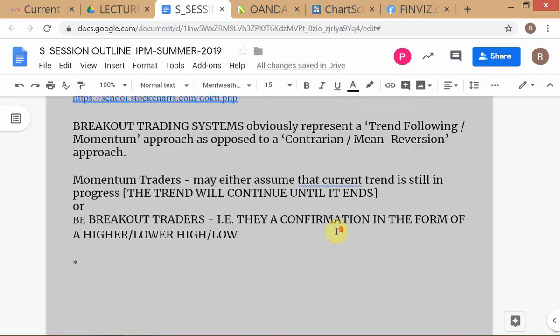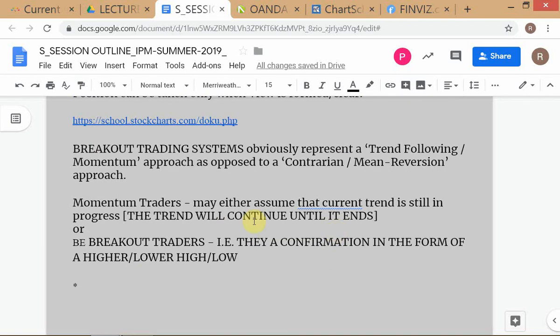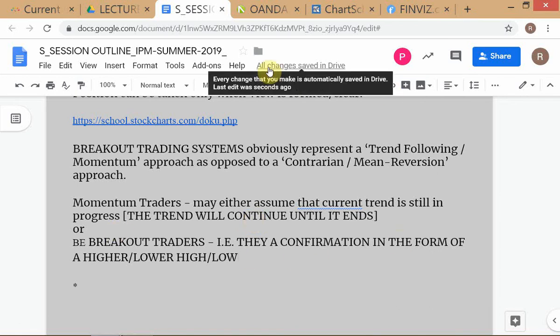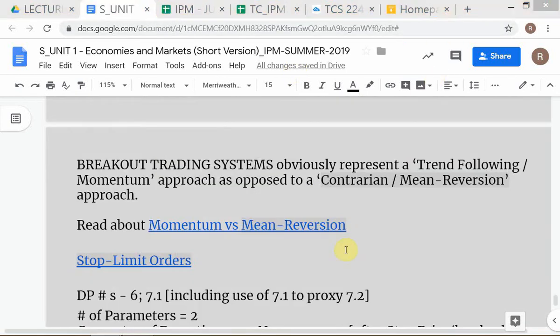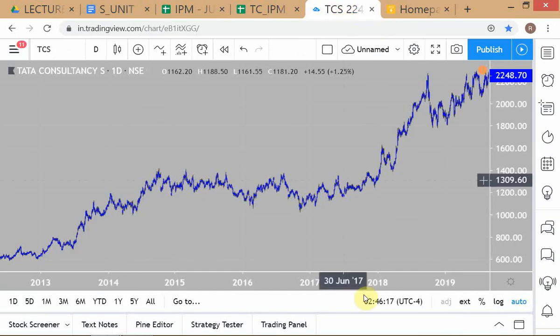Now, is it more clear to you that breakout traders want to go with the trend? So therefore, they want to buy when there's a new high. So we come back to the idea of using the stop to enter the position. Right now, the current market is 2250, and we are saying that if the market goes above 2300, then we want to buy.